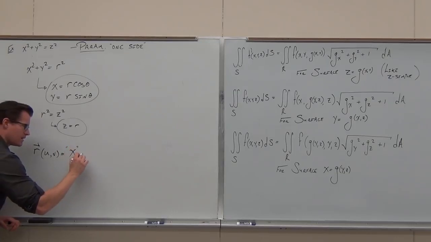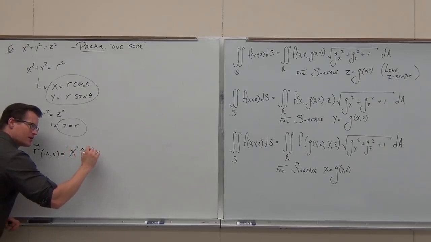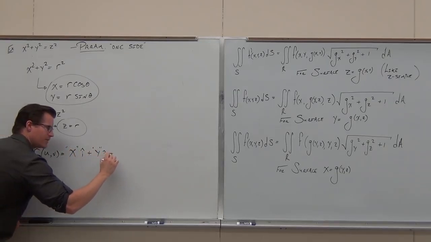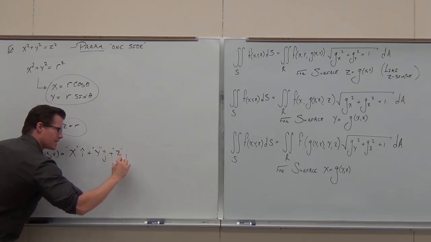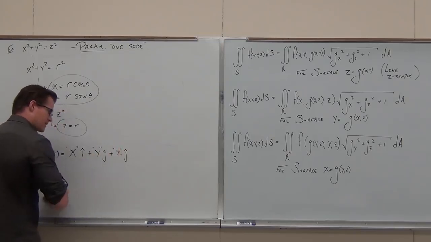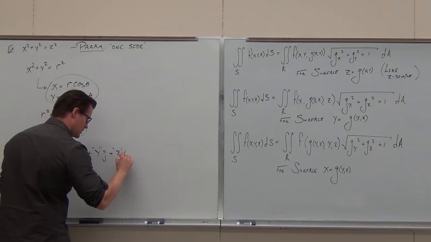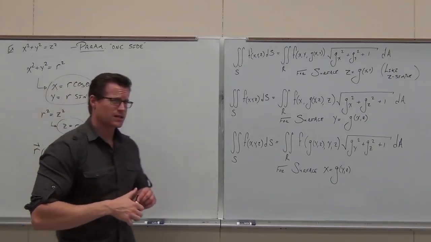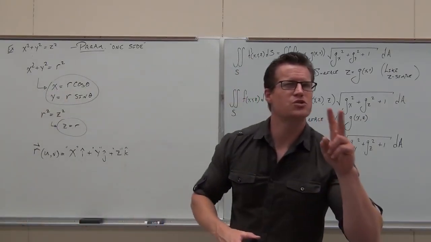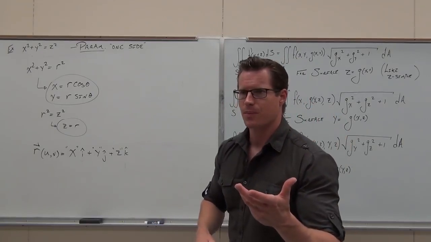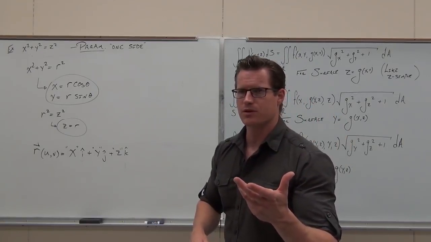The x thing i, the y thing j, and the z thing k. Oops, that's not a k. Okay, k. We're trying to get down to that. Now there are two issues we're going to have. Do you see one of the issues? You don't see one of the issues.